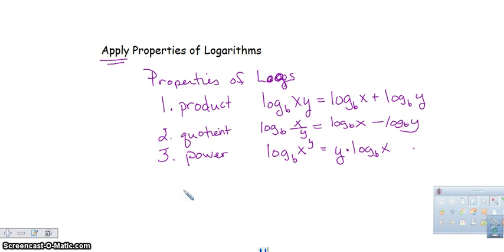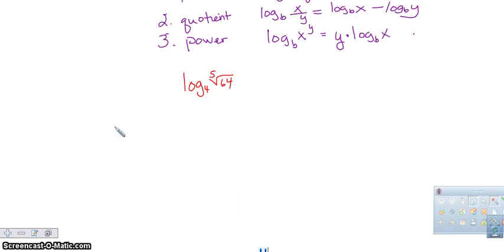Let's try one like log base 4 of the fifth root of 64. Now that looks like something that we don't know how to solve when we first look at it, but we can do a lot of rewriting. This is log base 4 of 64 to the 1/5, because 1/5 is the same as the fifth root. So now I can use the power rule, and take this 1/5 and make it in front. 1/5 log base 4 of 64.